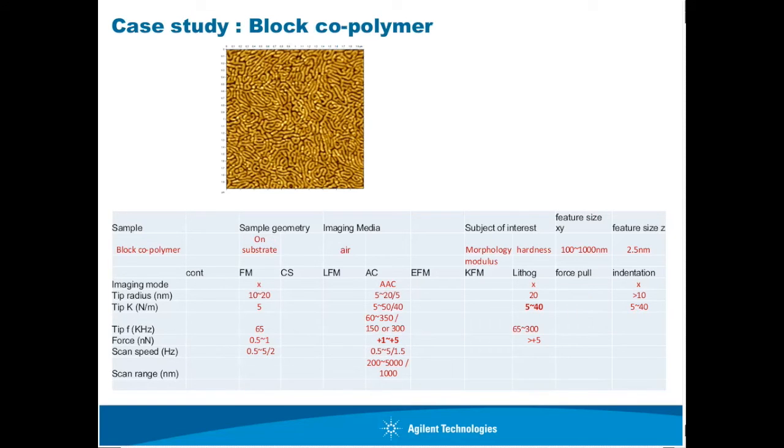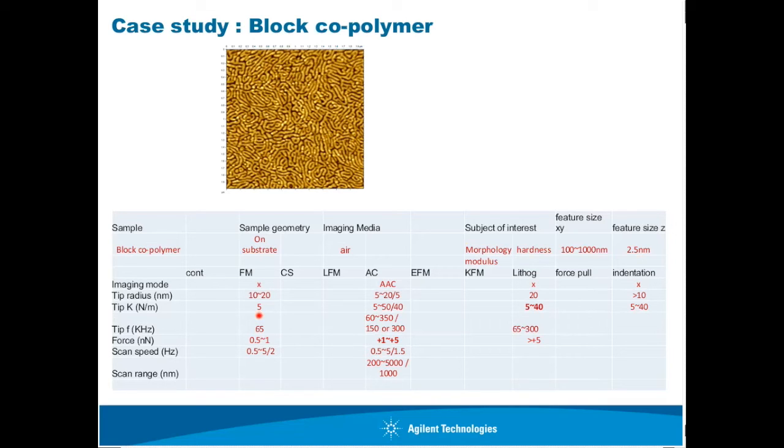Okay, next example, block copolymer. A block copolymer is a soft sample, and it has very fine features, about 100 nanometers. Sometimes it's even smaller, maybe 50 nanometers. And the feature size in Z is very small, up and down is very small. Typically, people are interested in studying the morphology and hardness, and most of the time you can image them in air. Block copolymer, you can study it with AC mode or force modulation.